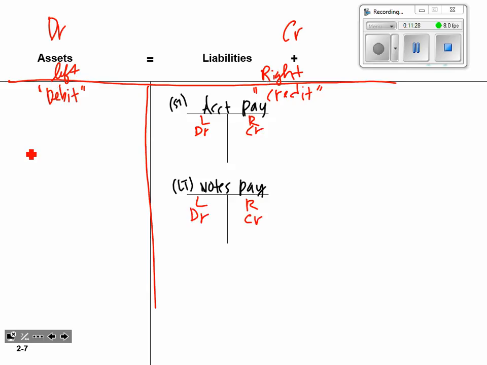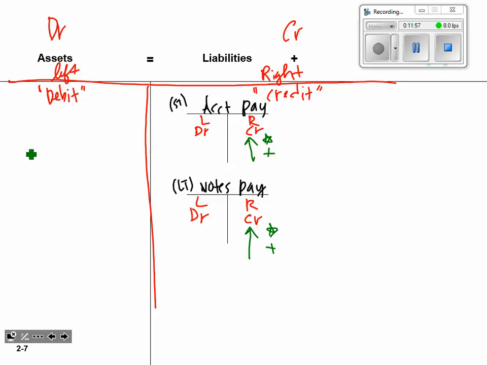Okay. Even though we're on the right side of the big T, each little baby T still has a left and right side. We are on the right side of that big T, so where do you think the normal balance side is on the baby T's? On the credit side. That is where the increase happens, or the star, or the plus.